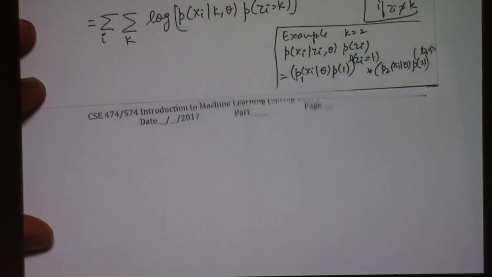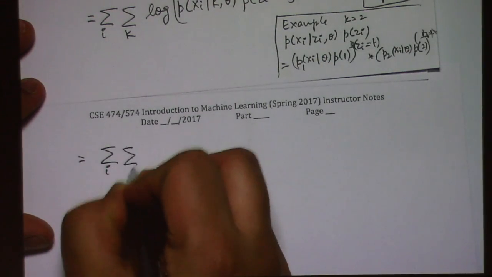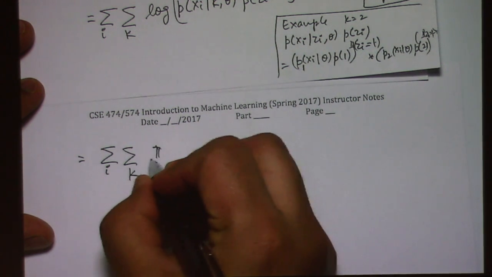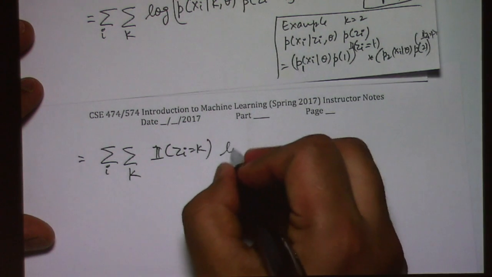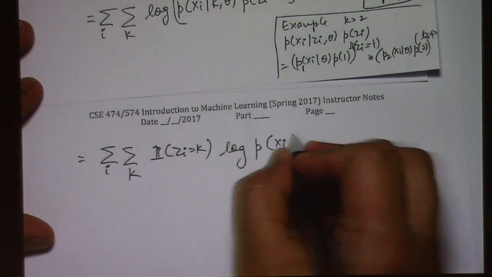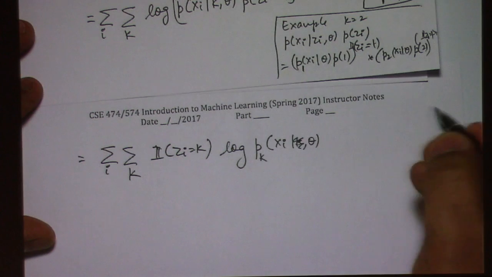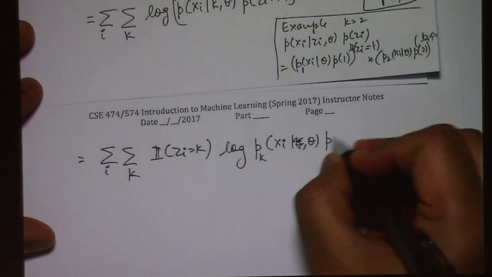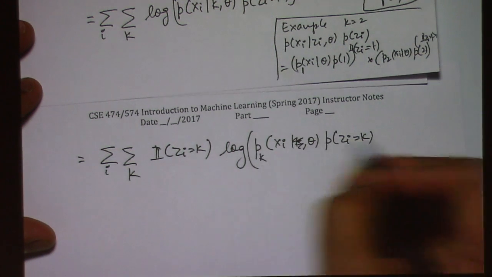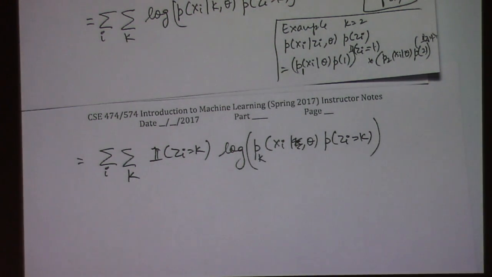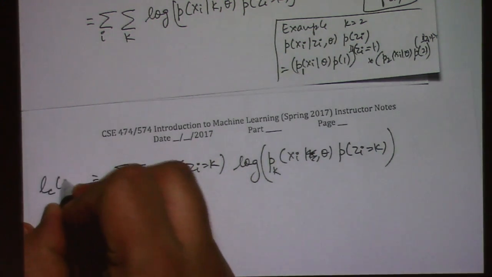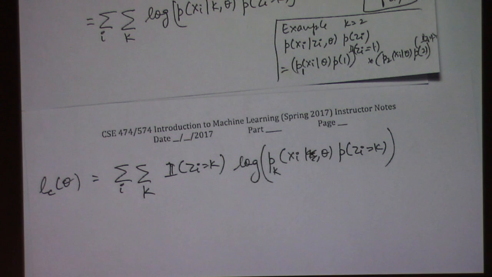The reason we write this out is because now you can replace this product with a summation and take the log inside. It will become a summation over i, summation over k, of the indicator function zi equal to k times the log of the probability of xi to come from k, theta. We have also written it as pk(xi | theta) times p(zi = k) inside the log. So now suddenly, earlier we had this summation inside a log, but now we no longer have that. We have pulled it out.